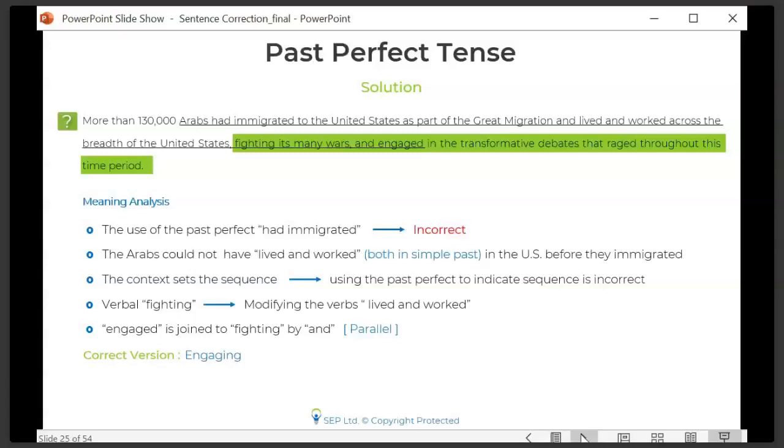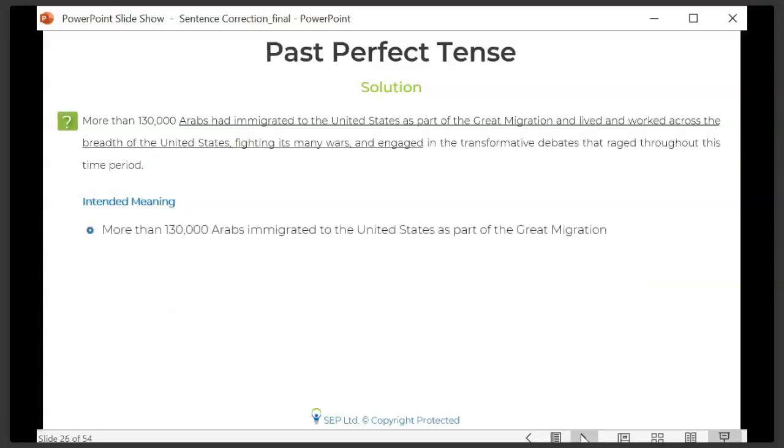So we know two errors that we were able to point out in the original sentence: the incorrect use of the past perfect tense and the error in the parallelism. That is, the verbal "engaged" should have been "engaging." All right. So with that in mind, with that analysis, what was the intended meaning here?